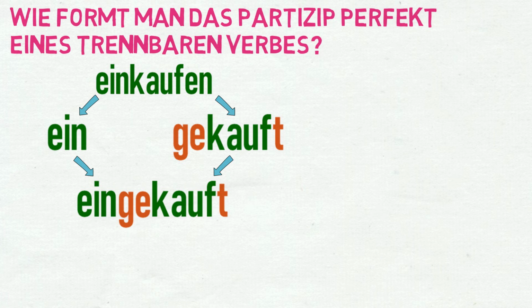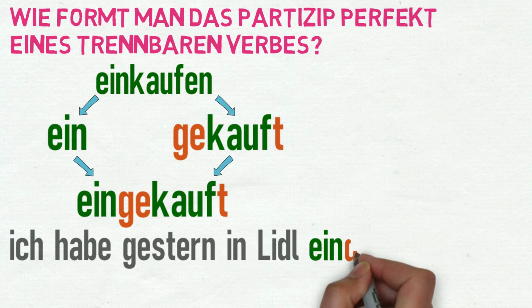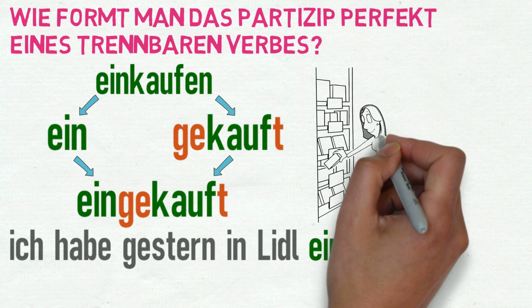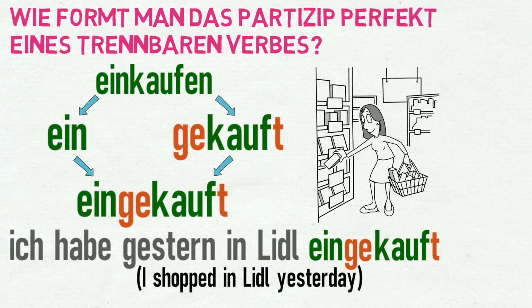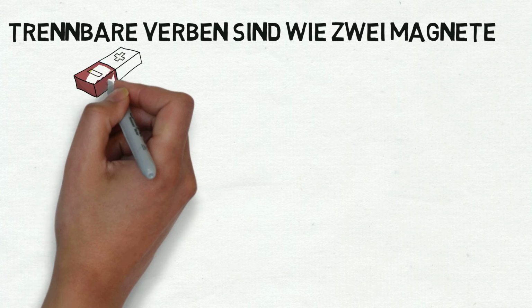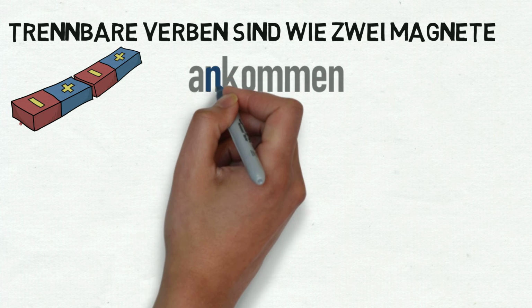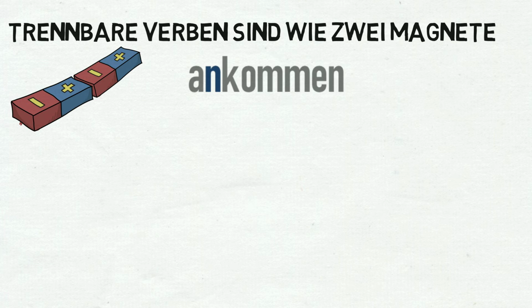Here we can use it in a sentence. Ich habe gestern in Lidl eingekauft. I shopped in Lidl yesterday. The final thing to mention is that separable verbs can be thought of as a pair of magnets. In the verb ankommen, the N of an can be thought of as being attracted to the K of kommen. That means if the verbs are the other way around, they will repel.